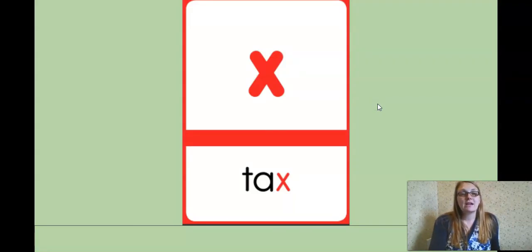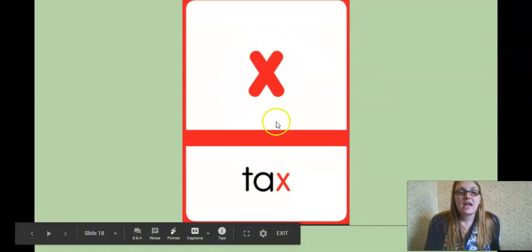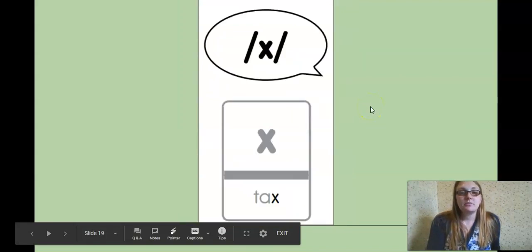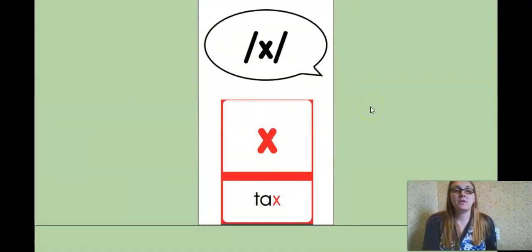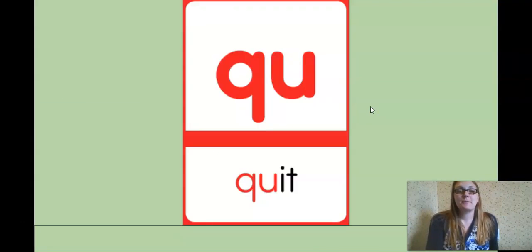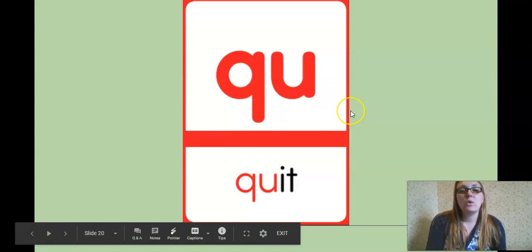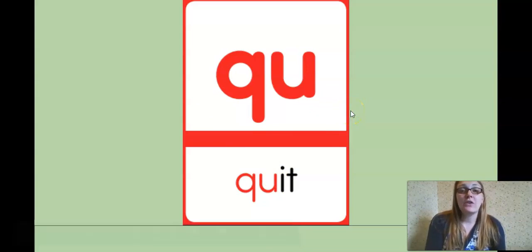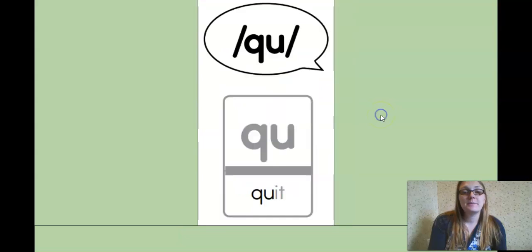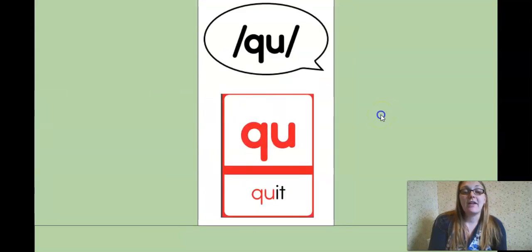Next, text, X. X is spelled with an X. Then we have qu, as in quit, Q-U. It actually sounds like other letters, but qu is Q-U. Add that to our chart.